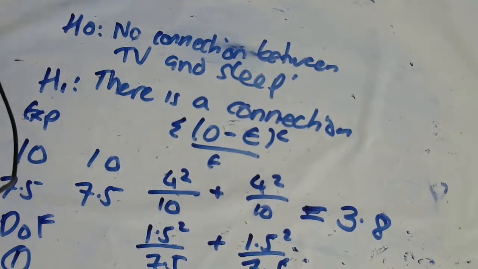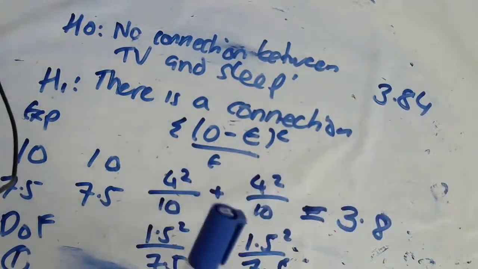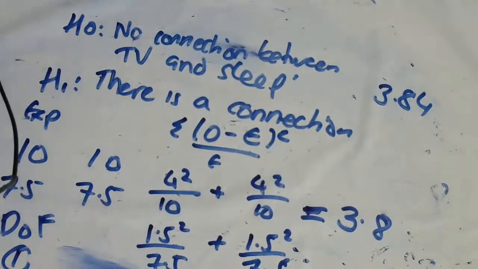You go to your table, 1 degree of freedom at 5%. It doesn't have to be 5%, but that's what I'm doing. So it's 1 degree of freedom. On this table, 3.84 is the value. This is smaller than this. So 3.84 is what the table gives me, and the actual value is smaller than the table value. I've got no reason to reject the null hypothesis here. I accept the null hypothesis. There is no connection in this data between watching TV before you go to sleep and having good sleep.